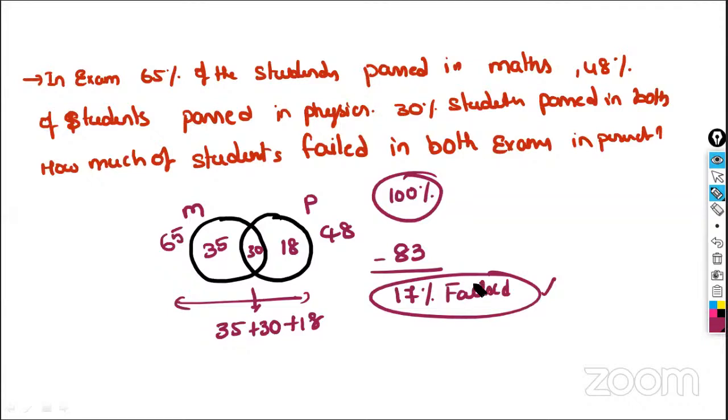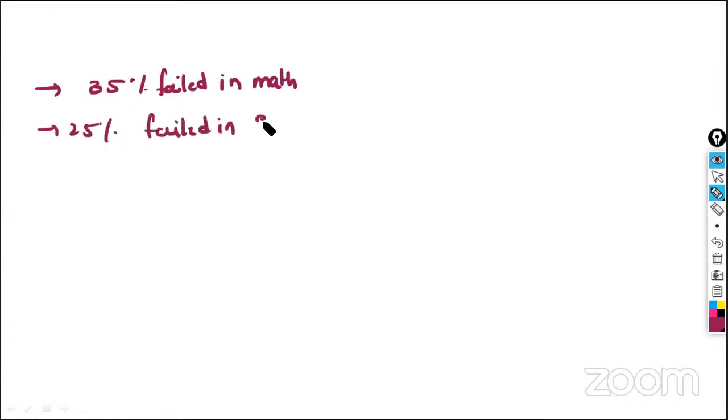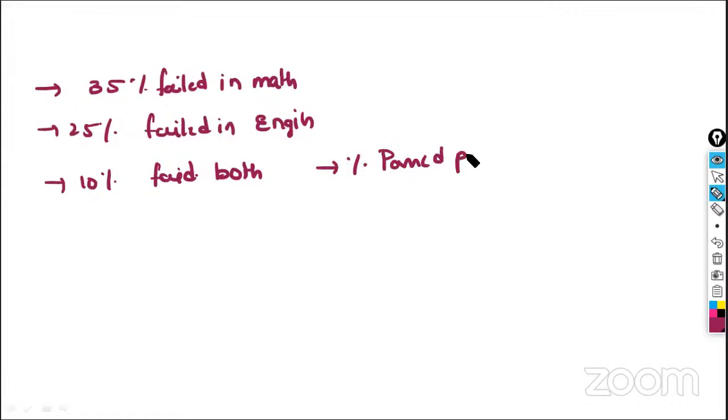Next one. 35% failed in math, 25% failed in English, 10% failed in both. Then find the passed percent.